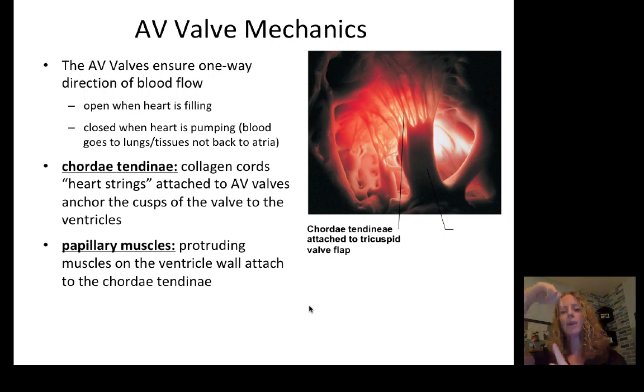At the base of the chordae tendineae, there are muscles that are attached to the bottom of the ventricles. They're protruding from the ventricle wall and attached to the chordae tendineae. Their contraction is coordinated in order to hold the chordae tendineae tight while the ventricles are pumping.